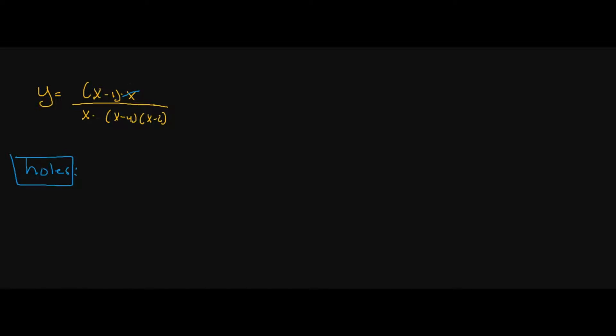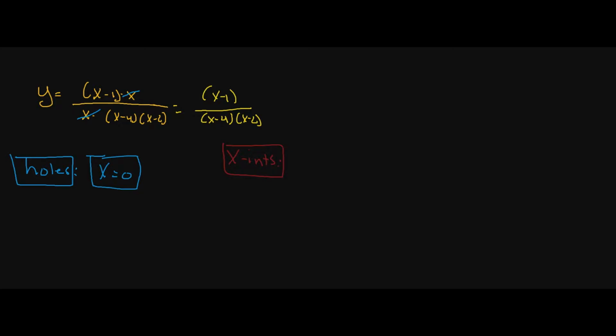Well, I notice these x's are the same. It's just an x, but they're the same, and because there's nothing attached to them, we just set it equal to 0. x equals 0, and this is my hole. That's it. Now, let's go ahead and find our x-intercepts. Because I canceled out these x's, I might as well just rewrite this as x minus 1 divided by x minus 4 and x minus 2.